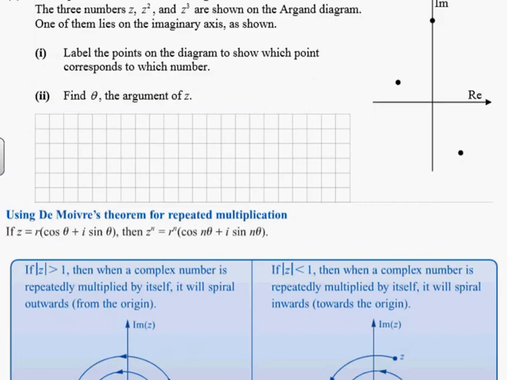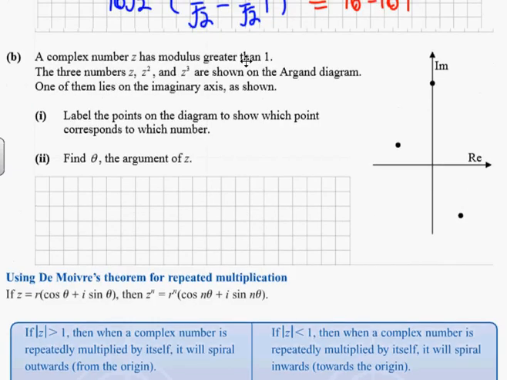Now, what we have here is a complex number z which has a modulus greater than 1. The three numbers z, z squared and z cubed are shown in the Argand diagram. One of them lies on the imaginary axis as shown. That'd be this one here. Label the points on the diagram to show which point corresponds to which number. Find the argument theta, the argument of z. Right? The argument is the angle.